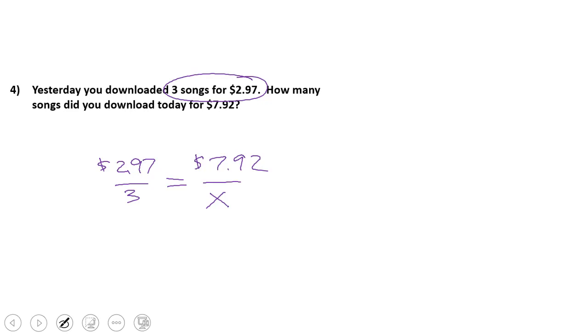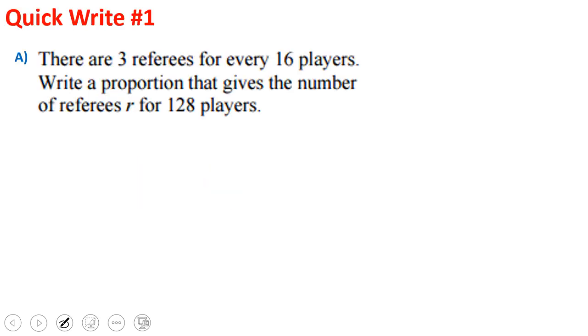Nice. Well, ladies and gentlemen, you have your first quick write of the night, writing a proportion from there are 3 referees for every 16 players. Write a proportion that gives the number of referees R for 128 players. And of course, I'm going to start you off by saying, write your proportion template. Then take a quick break, come back and see me for our second video.